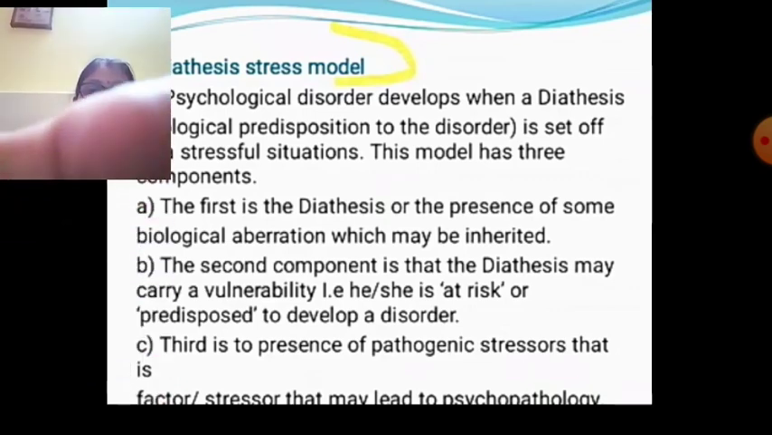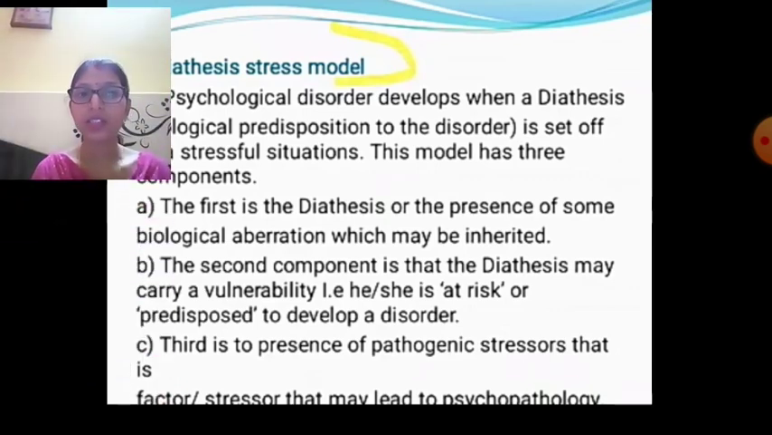Now the second component is that the diathesis may carry a vulnerability, that is he or she is at risk. That means the biological predisposition, the biological characteristics which are inherited, basically increase the vulnerability of developing the disorder in this person. ठीक है, for comparing 2 persons, one person who has the biological predisposition, who has the diathesis, and one person who has not. So definitely the person who has the diathesis, that means the biological predisposition, may be vulnerable to psychological disorders. That means the person is at risk.